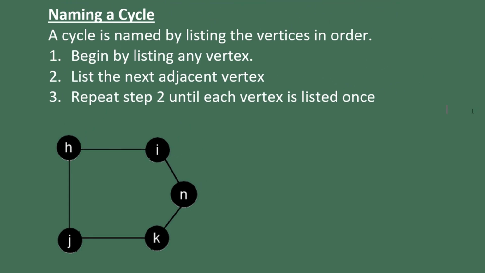A cycle can be given a name by listing the vertices in order. You can begin by listing any vertex. For example, I could start with the vertex H, then list the next adjacent vertex. And it doesn't matter which direction you go. I could list I or J next. I'm going to go with I.